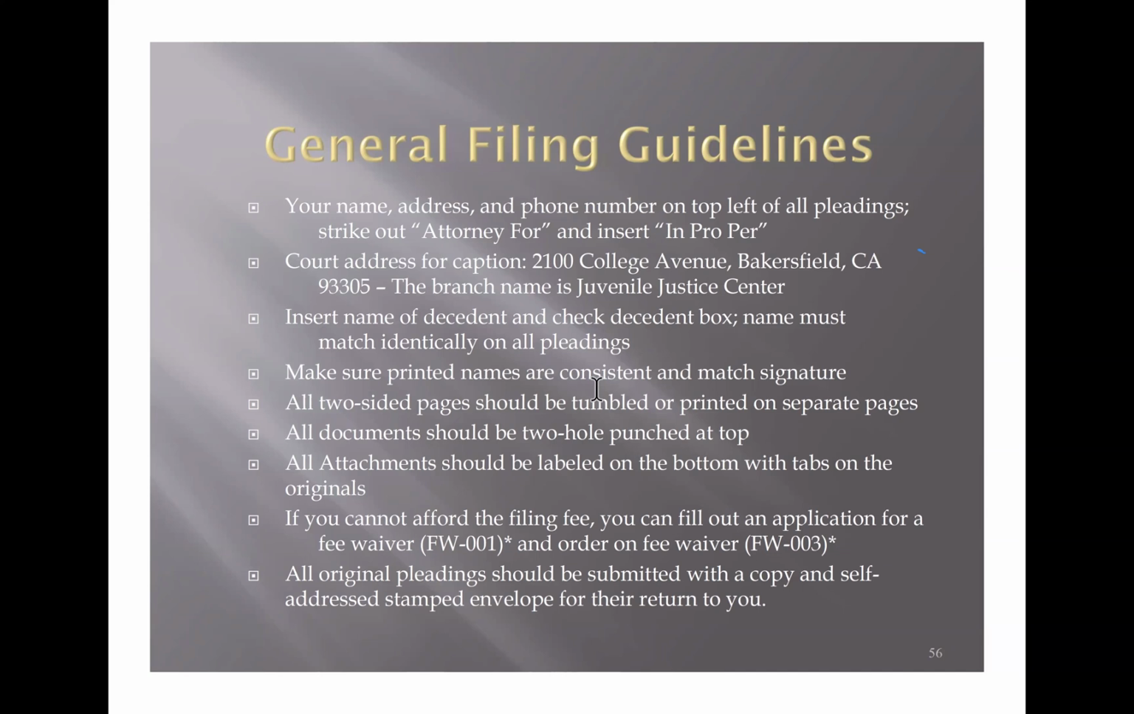All documents have to be two-hole punched at the bottom, and they have to be held together with a staple or another means, and all attachments have to be labeled on the bottom with tabs on the originals, as if you're paper filing. So you can make the tabs yourself, just something that hangs down from the bottom of the paper and it's glued to the paper and says attachment 5A or whatever it is.